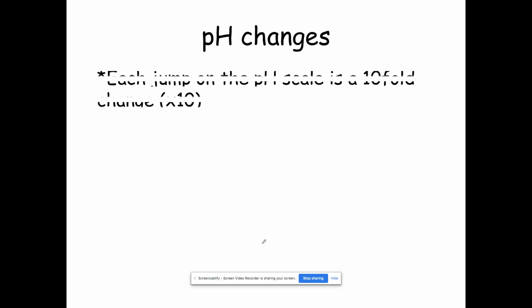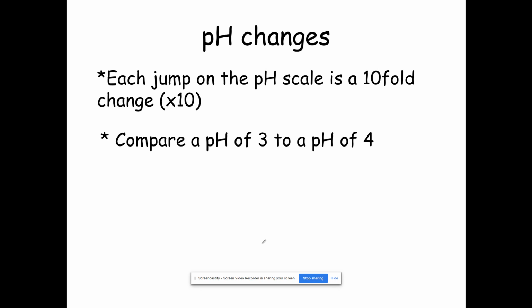So to calculate pH changes, each jump on the pH scale is a 10-fold change, or times 10. If you are stronger in math, you should understand how logarithms work and how each change in logs is worth 10. If you're not as strong in math, just know each jump on the pH scale is worth a 10-fold change. So if we're comparing a pH of 3 to a pH of 4, a pH of 3 you should know is more acidic than 4.